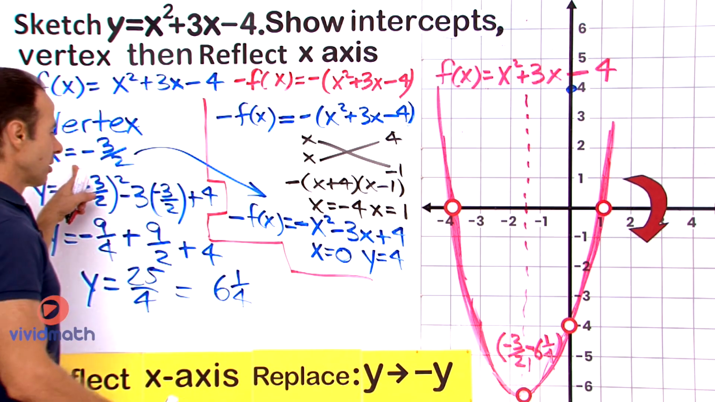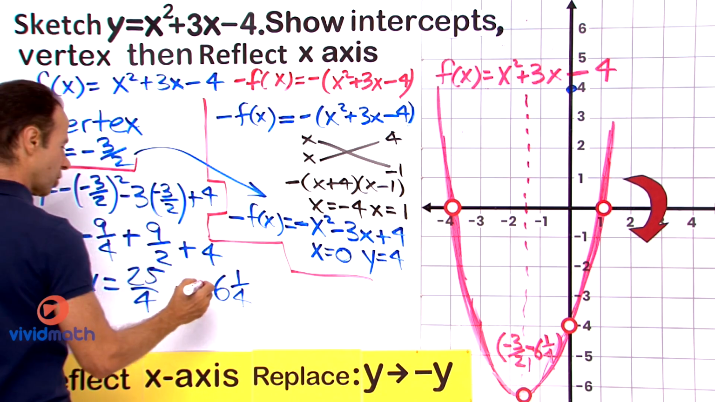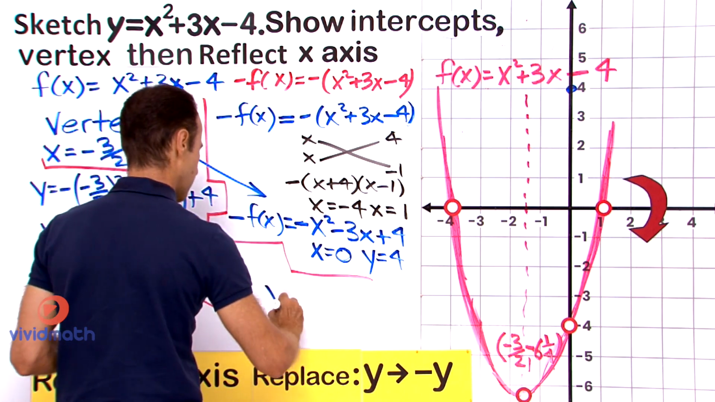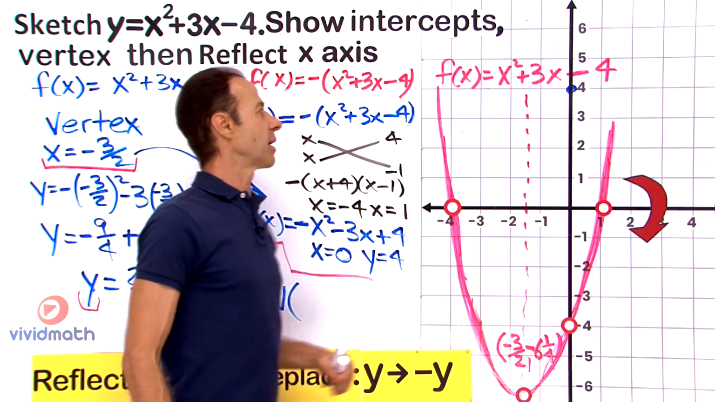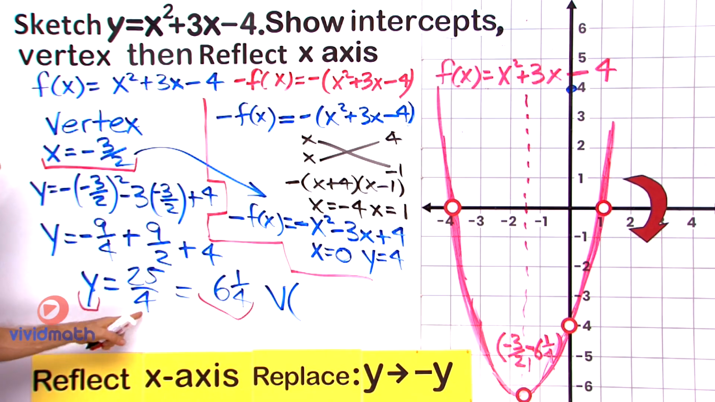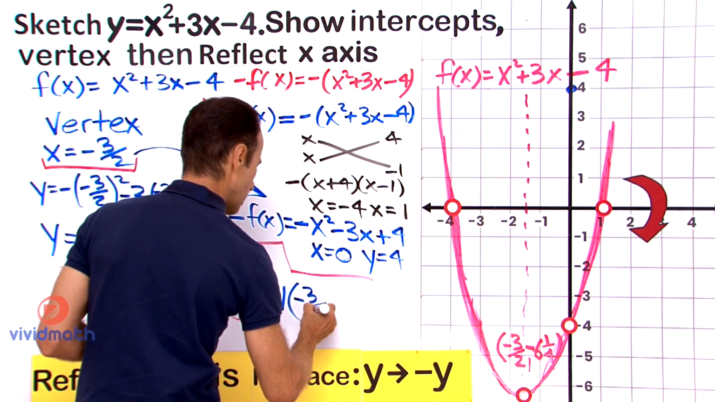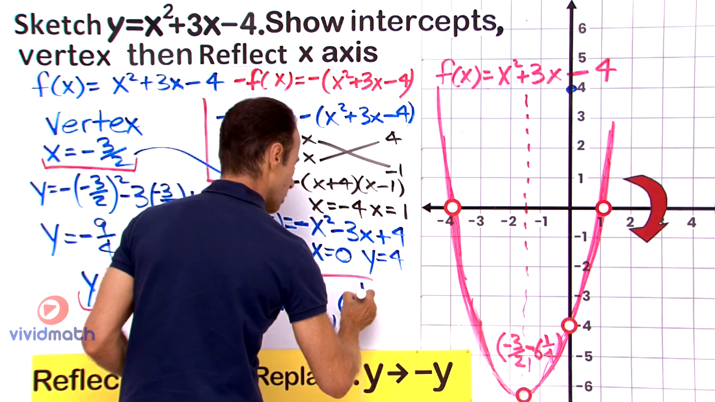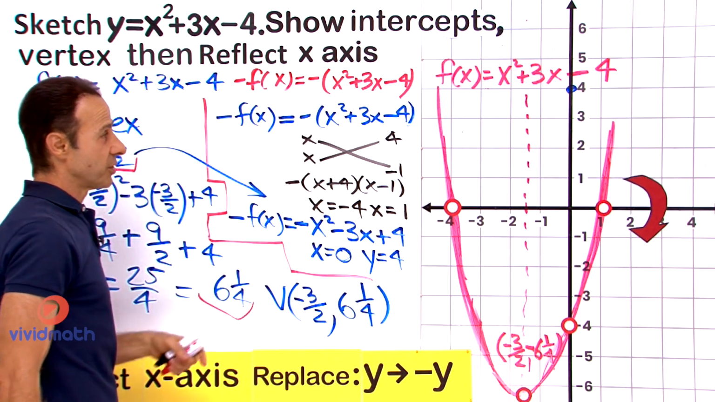So the vertex again, I'm going to write it down. There's our vertex. We've got the x component and we've got the y component. So our vertex V for the reflected function up here, for negative function x, is negative 3 on 2 and positive 6 1/4. There's our vertex. So let's mark it out up there on the diagram.